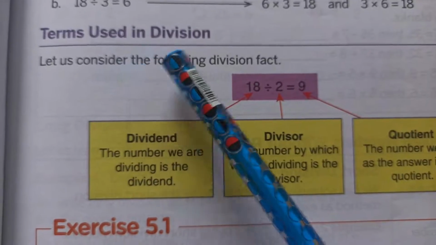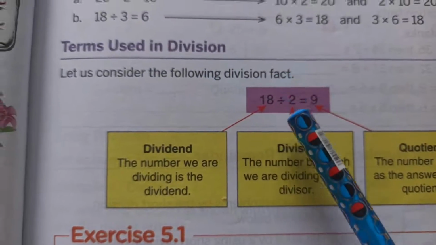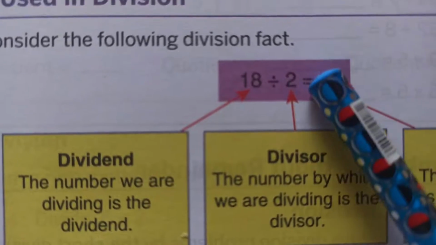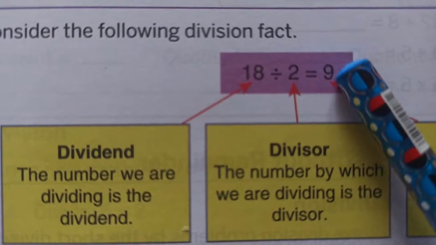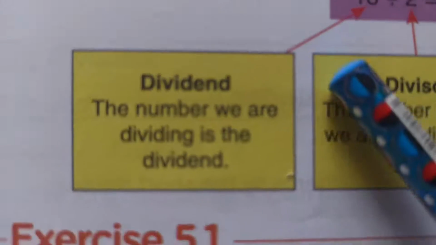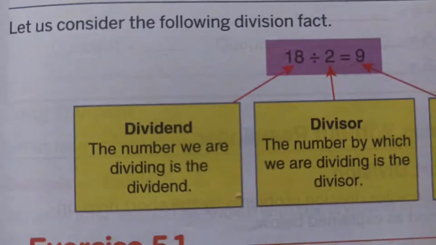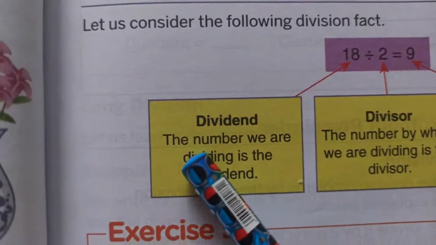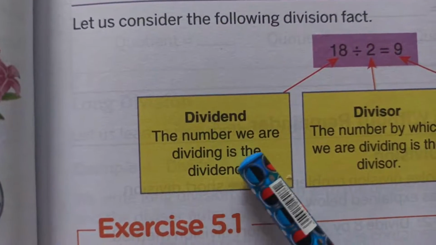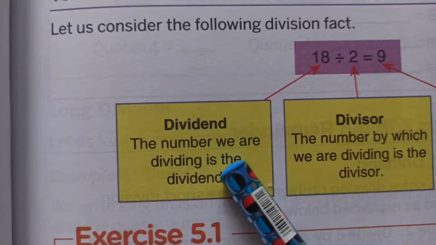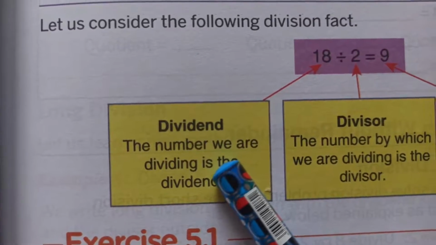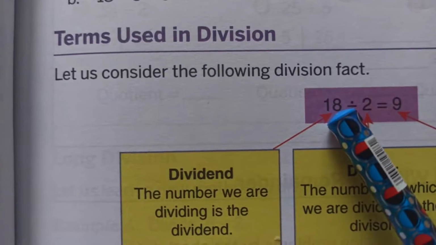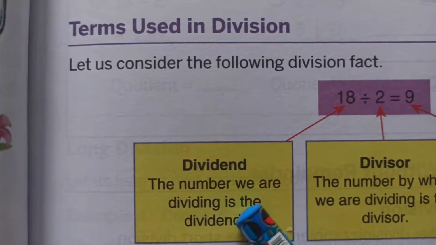Let us consider the following division facts now. 18 divided by 2 is equal to 9. Now 18 is called the dividend. The number we are dividing is the dividend. So here 18 is the dividend.